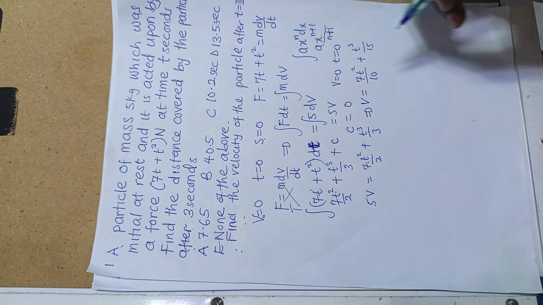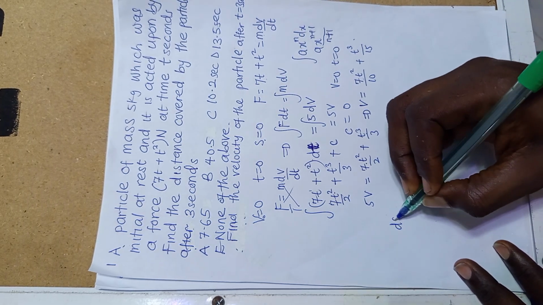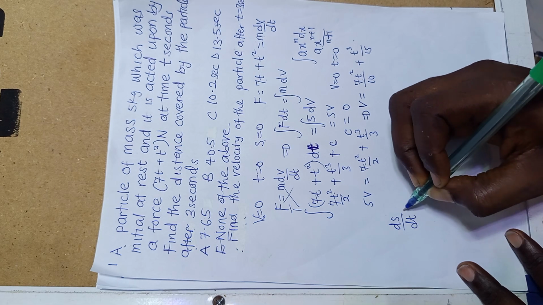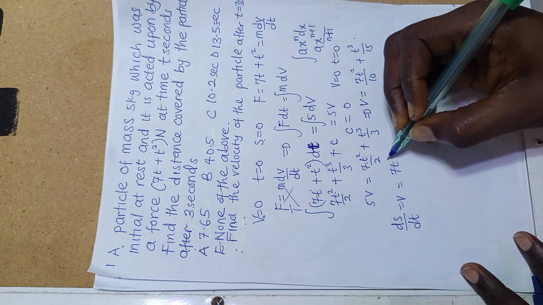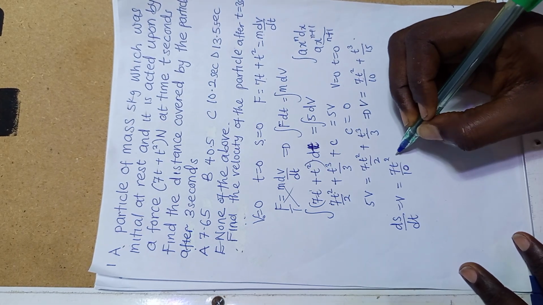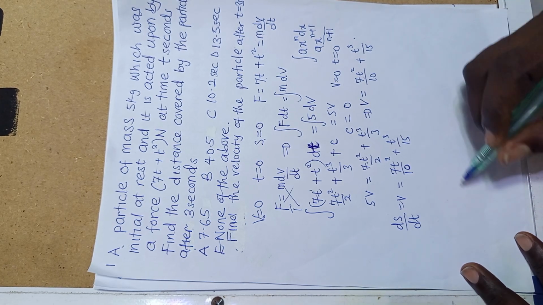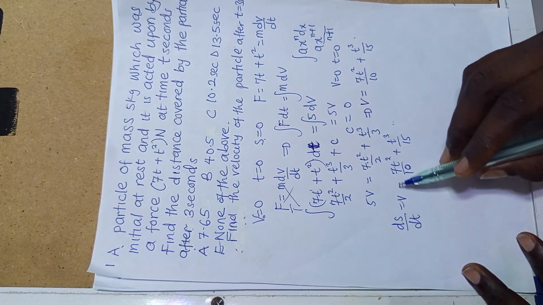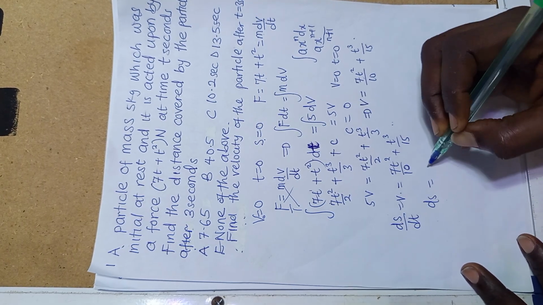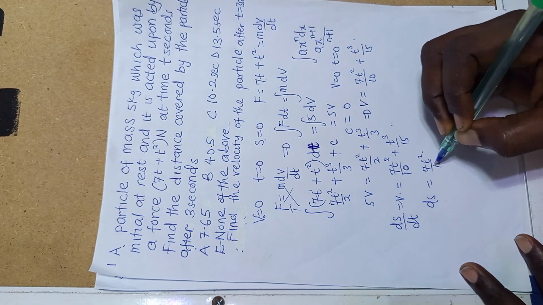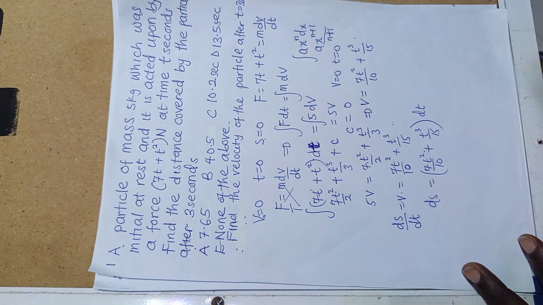Now, that is your velocity. How do we get our distance? Distance will be ds over dt equal to v, and v equals 7t squared over 10 plus t cubed over 15. Now if you cross multiply with this dt, since ds by dt is velocity, I want that ds equals 7t squared over 10 plus t cubed over 15, times dt.